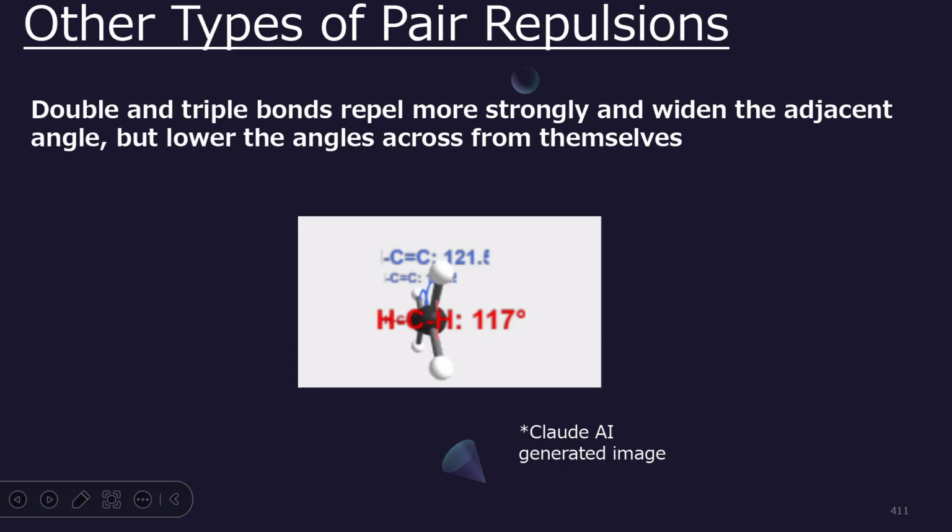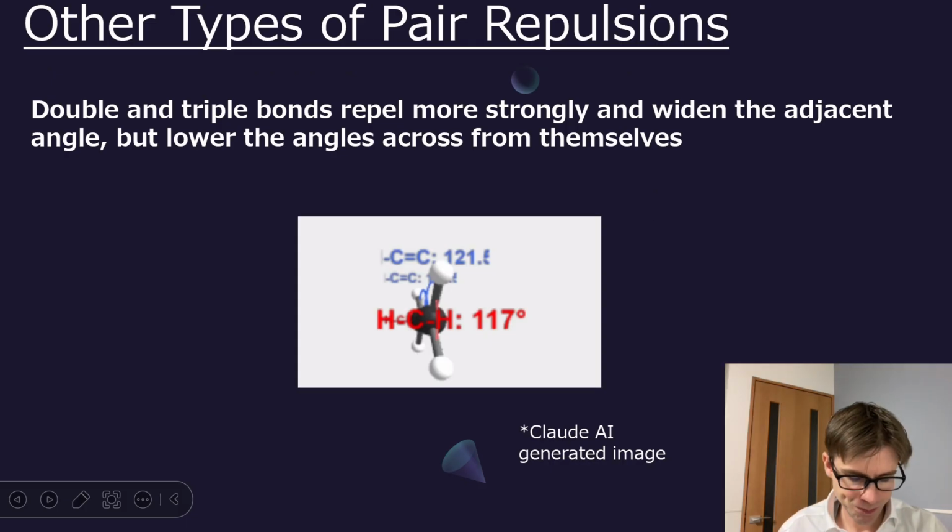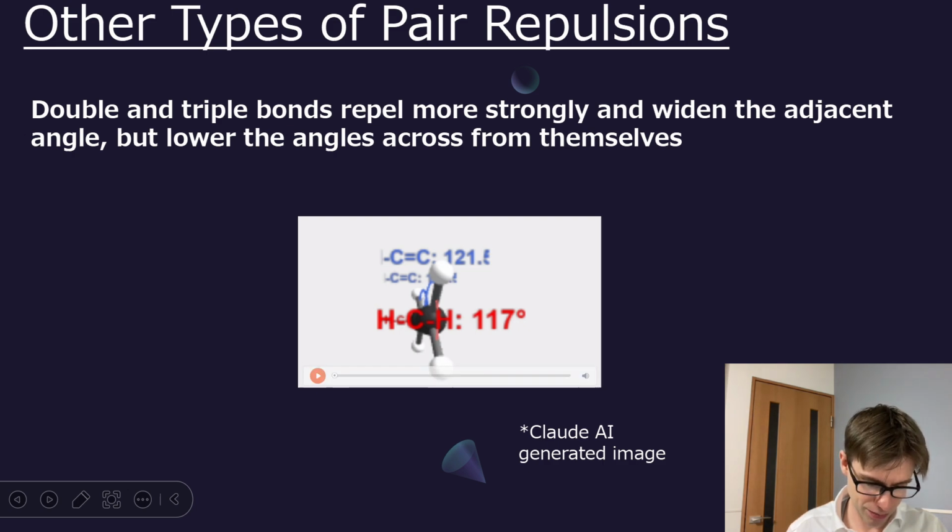Alright, and finally, as I mentioned, double bonds and triple bonds contain more electron density and repulsion than single bonds. So if you have double bonds near single bonds, the angle between the double bond and single bond will be larger, usually. But the angle then between single bonds alone needs to become less than normal. I have a good example of ethene here, C2H4.